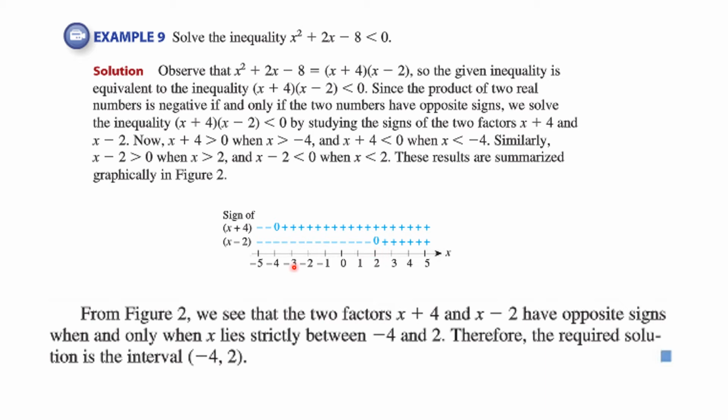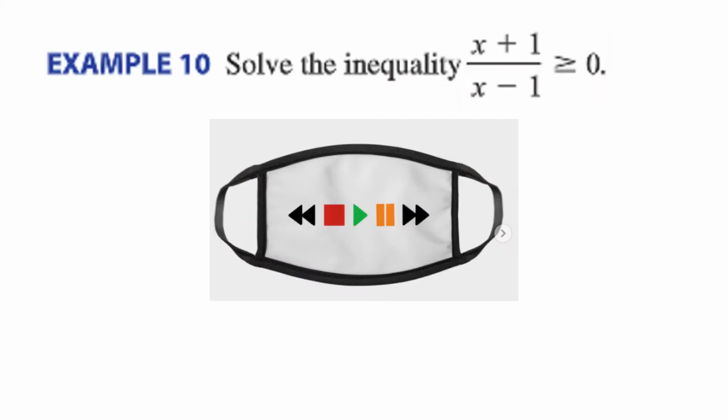And then I look at the sign of each factor. Now, what we're going to see is that the two factors have opposite signs only when x lies strictly between minus 4 and 2. Therefore, that's the solution, because we're saying when is this strictly less than 0.